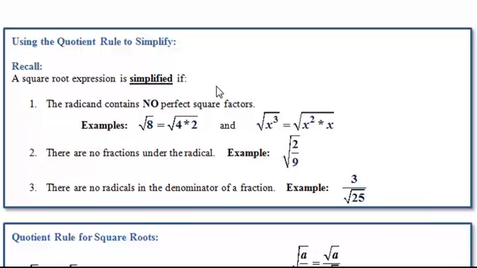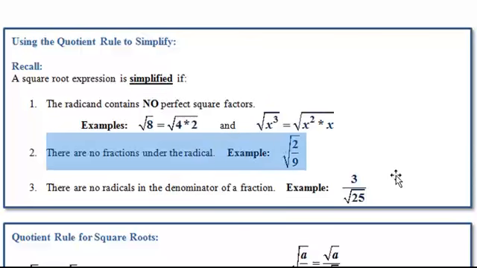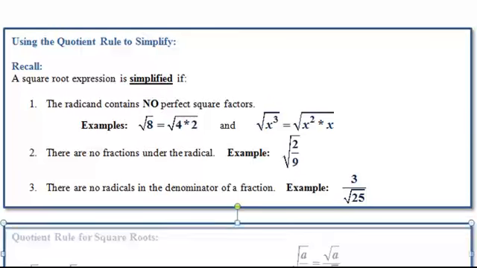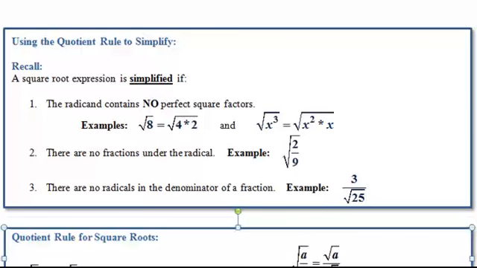Okay, so we want to now use the quotient rule to simplify. Before we do that, I want to recall that to be simplified, there were three conditions. The radicand can contain no perfect square factors, and that's what we've been doing here. And I gave these two examples. Then we said there can be no fractions under the radical. The problem is when dealing with this, we don't want to wind up with a radical in the denominator of a fraction. Later you will learn how to deal with that, but right now we don't know how, so we're going to try to avoid that like the plague.